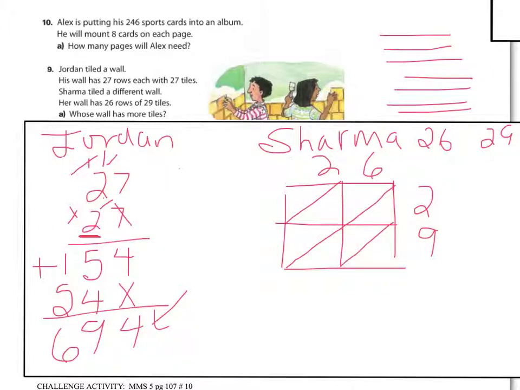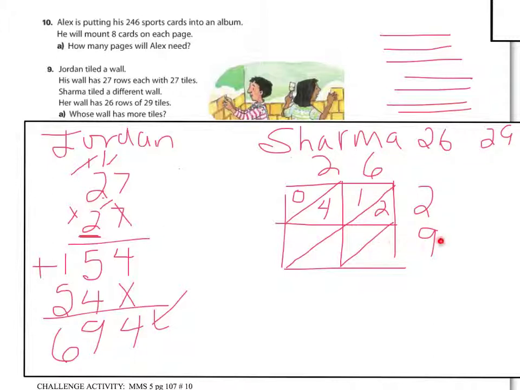Now, remember, in this box, 6 times 2. 6 times 2 is 12, so 1 up here, 2 down here. In this box, 2 times 2. 2 times 2 is 4. So 4 goes down here. I've got nothing in the tens place. I put a 0.